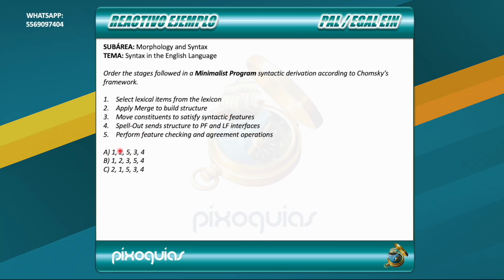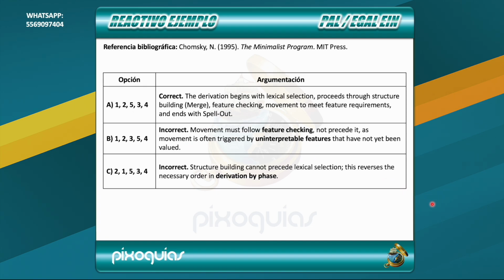A. 1. Select lexical items from the lexicon. 2. Apply merge to build structure. 5. Perform feature checking and agreement operations. 3. Move constituents to satisfy syntactic features. And 4. Spell out the structure to PF and LF interfaces. Correct answer is A, because the derivation begins with lexical selection, proceeds through structure building like merge, feature checking, movement to meet feature requirements, and ends with spell out.